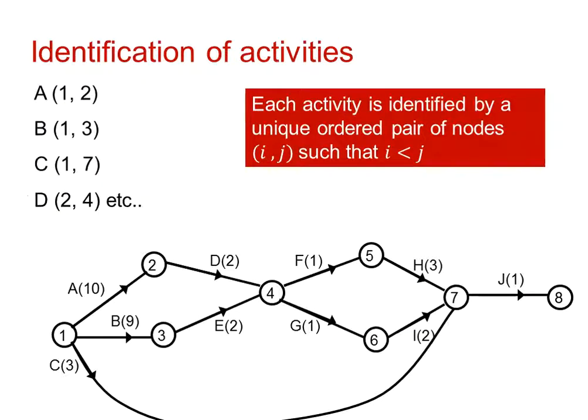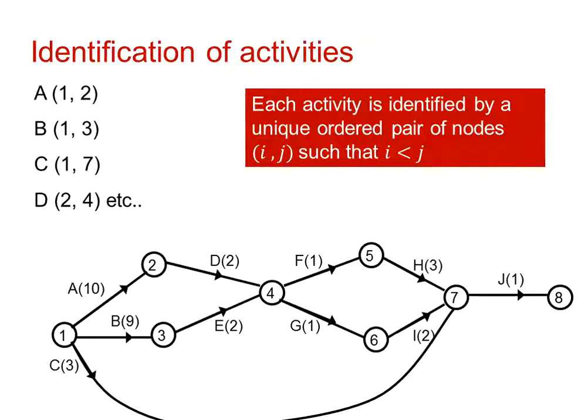Remember that the arcs represent activities and that these must be uniquely identified by start and finish nodes. This slide shows that each activity is identified by a uniquely ordered pair of nodes, i j. If we look at activity A, it is identified by starting at node 1 and finishing at 2. Activity B starts at 1, finishes at 3. C starts at 1, finishes at 7. D starts at 2, finishes at 4, and so on.